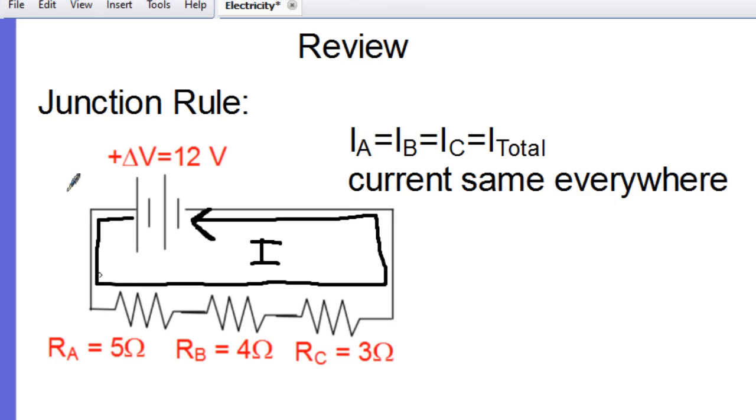Now look at this though. As I just said, only one path. So there is no split, which means that the current has to be the same everywhere in a series circuit, because there's nowhere else for the current to go. All of it goes through A, all of it goes through B, all of it goes through C.